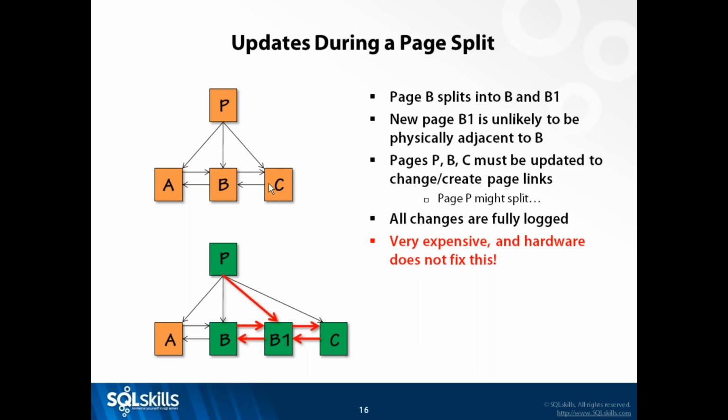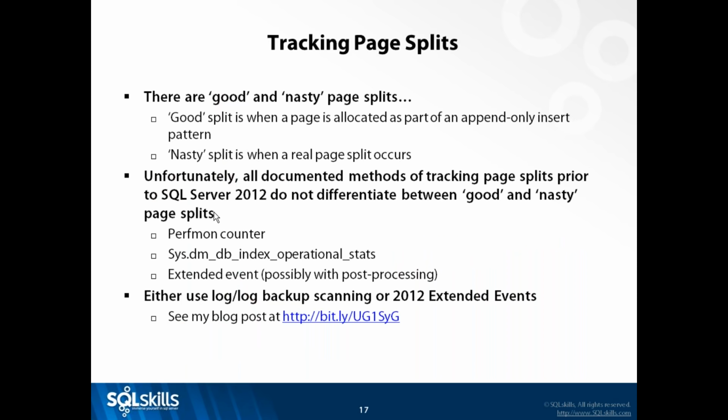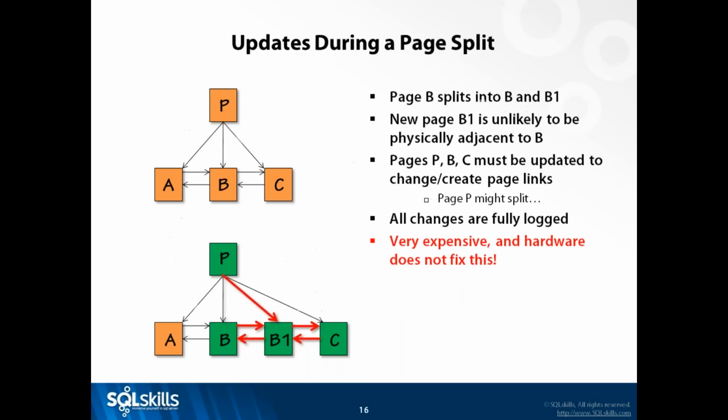Page C that was saying page B is the previous page now has to change to say it's page B1. So not only has this page split allocated this page B1, it's also had to change the 2 page headers of B and C. Now it takes half the records, generally, from page B, moves them to page B1 under the covers. It's very clever code that does this.